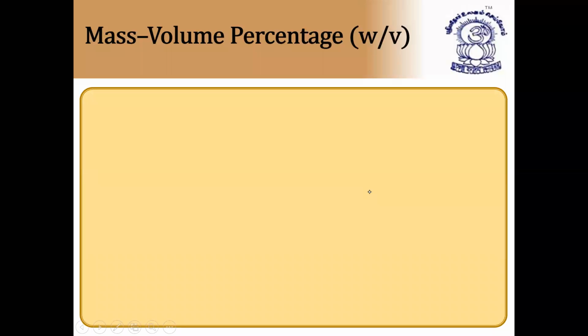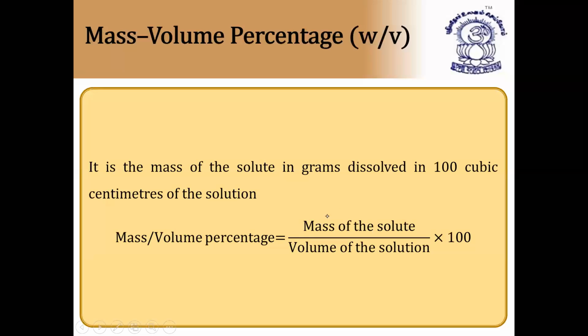Next question. Next, mass by volume percentage. Mass volume percentage. It is a mass of solute. Here, weight by volume. Till now we have seen weight by weight. Now we are seeing weight by volume. It is the mass of solute in grams dissolved in 100 cubic centimeters of the solution. 100 cubic centimeters. Here the units are important. Mass of solute is in grams and volume of solution is in ml, into 100.